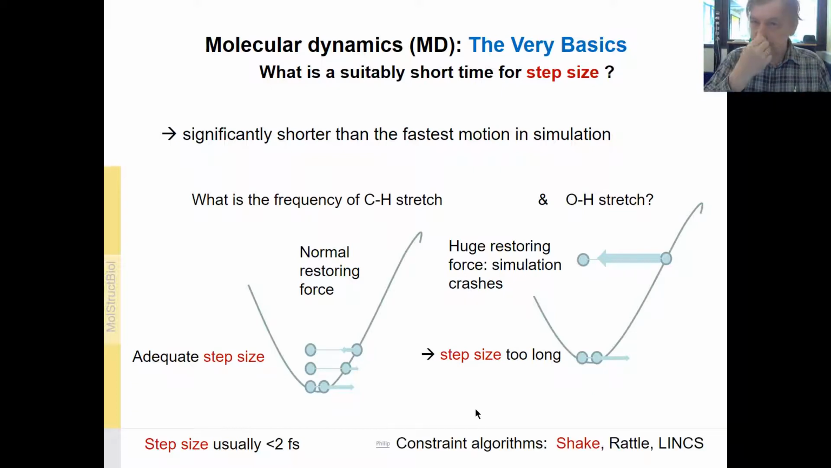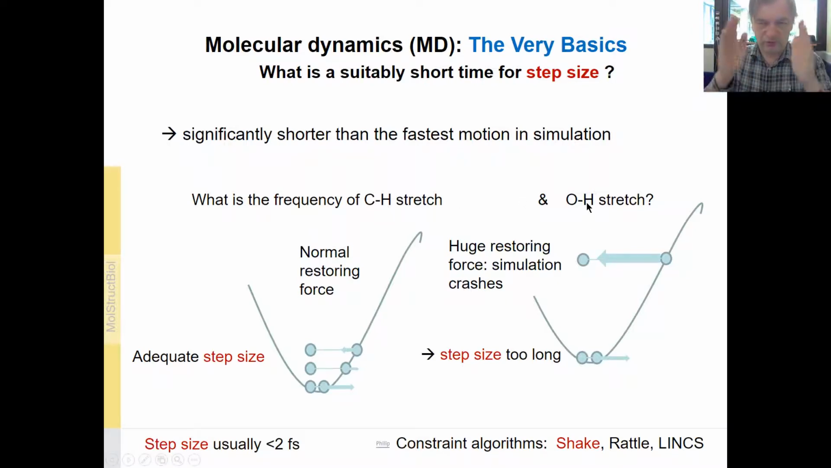So this is also about what the optimal step size is. The optimal step size should be as long as possible so that the simulation is stable, but short enough to prevent the simulation from crashing. So the step size is usually less than 2 femtoseconds. The reason for that is fairly simple: we have to take care of the fastest motion in any classical simulation when we have bonds between atoms. So CH stretches, for example, should have a lower frequency than the OH stretches.